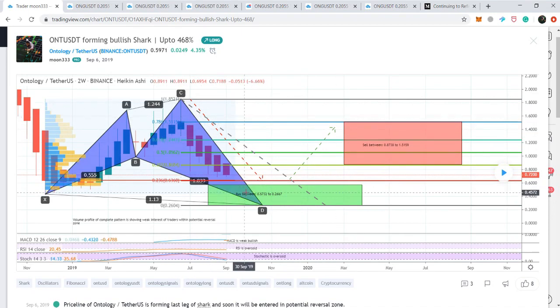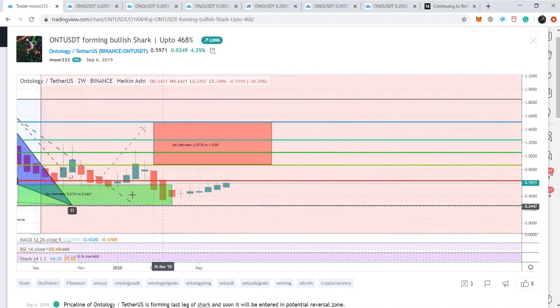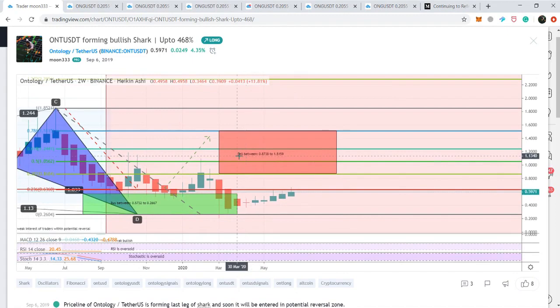Now you can see that I posted this chart on the 6th of September, and this is the Ontology 2-week long-term chart, and the price action completed the final leg. I'm just playing this chart, and it entered the potential reversal zone and turned bullish, and again dropped into the potential reversal zone and turned bullish. Two times it has hit this area and produced more than 113% profit from this level up to this level. And again, it is turning bullish and moving towards this potential sell zone, or Fibonacci projection of the C to D leg.